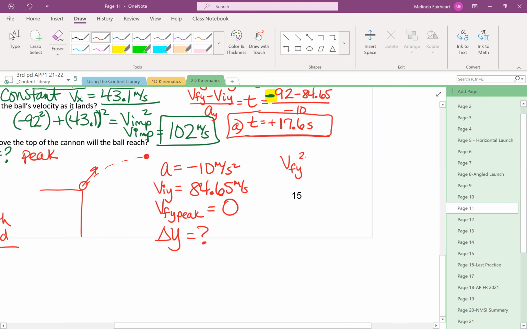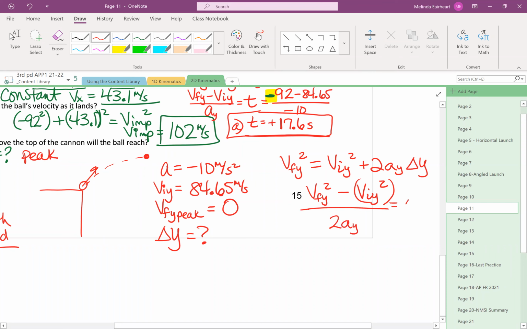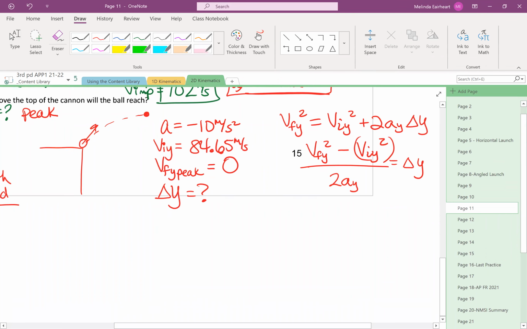The third one. And you're like, oh no, not that one again. It's okay. Don't worry about the square root business because we're solving for delta y. So again, every once in a while, solve for your unknown before you plug numbers in. We can subtract the vertical initial squared, but don't square that minus, right? And then divide by 2a. And this should be our vertical displacement.